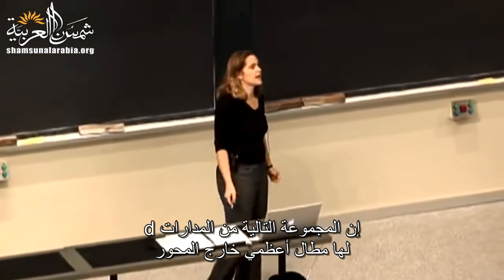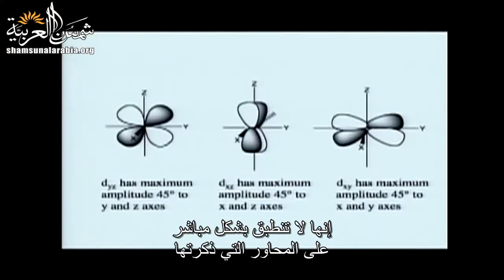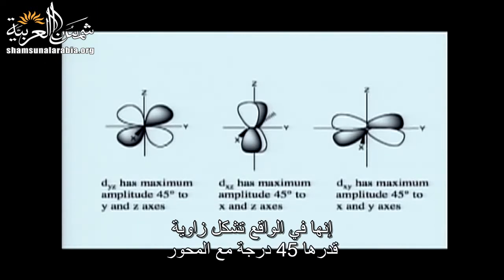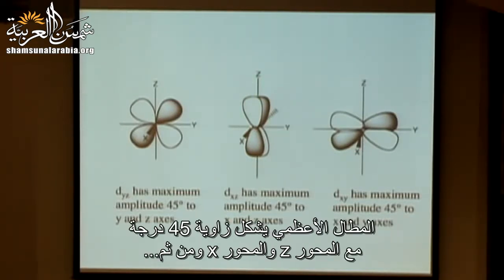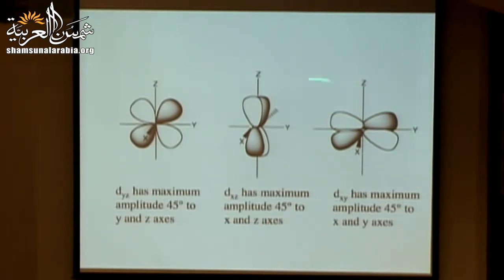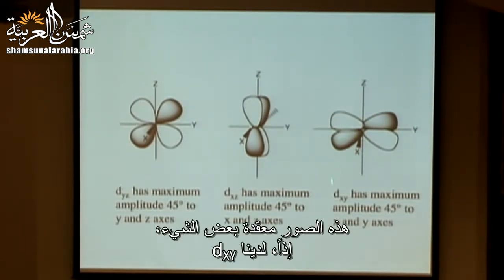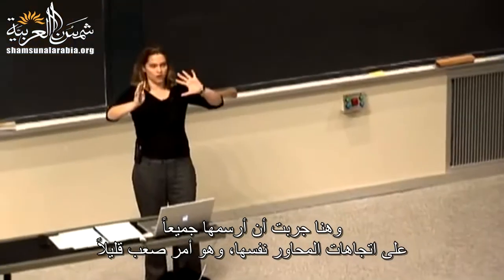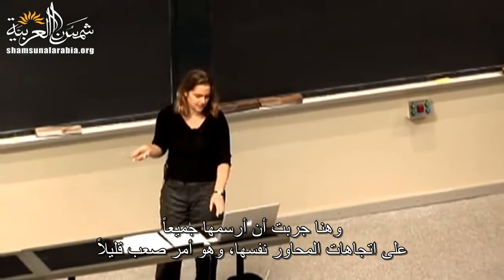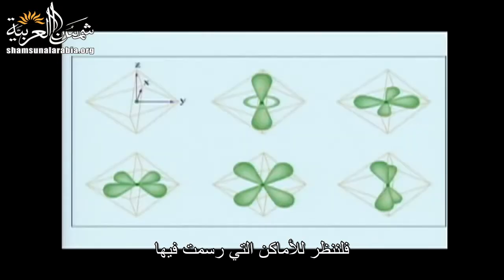The next sets of d orbitals have their maximum amplitudes off axis, so they don't correspond directly to the axes that I just mentioned. They're, in fact, 45 degrees off axis. So we have the dyz shown here, dxz shown here, so maximum amplitude 45 degrees off the z and y axes, or z and x axes, and then dxy, so it's 45 degrees off of the x and the y. These pictures are a little bit complicated to see. Here I tried to draw them all in the same orientation of axes, which is a little bit difficult.